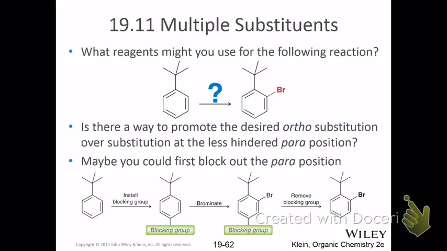Actually the book has a whole set of slides on blocking groups. Let's say you wanted to put the bromine next to a large T-butyl group. Why can't you put the bromine next to a large T-butyl group? Because it's a large T-butyl group. Steric effects, forced to be para. So in order to keep it from being in the para position, you add a blocking group, you do the bromination, and then you remove the blocking group. So it's a pretty standard procedure. Okay?